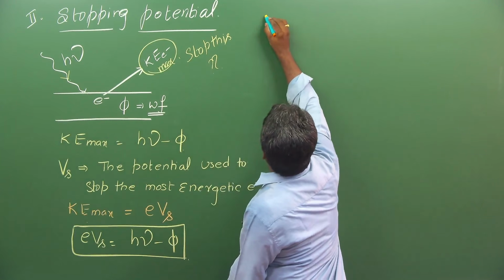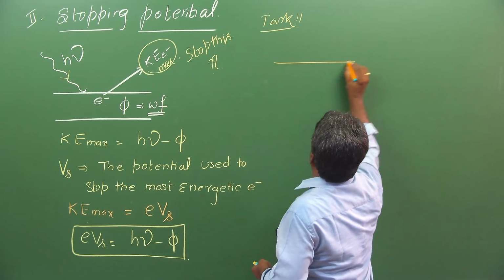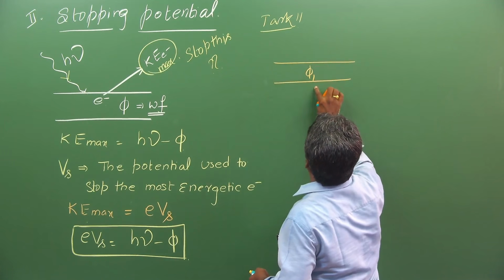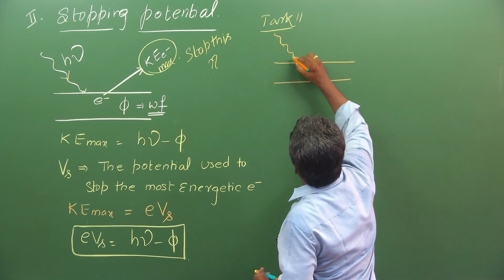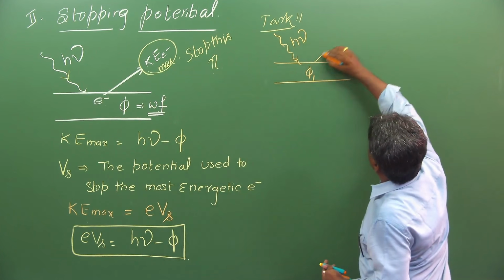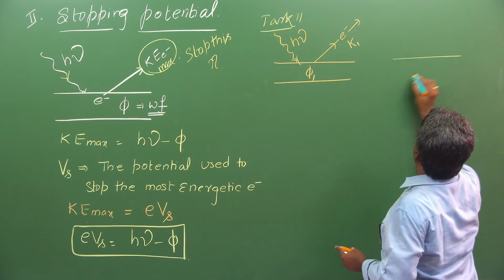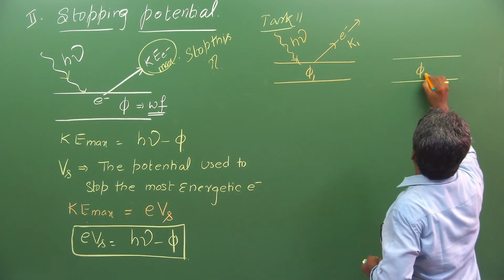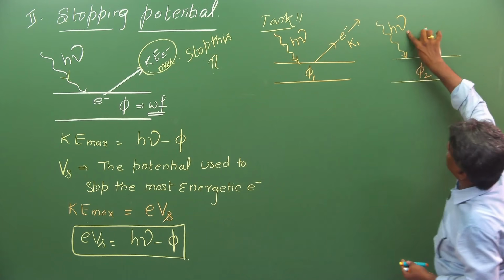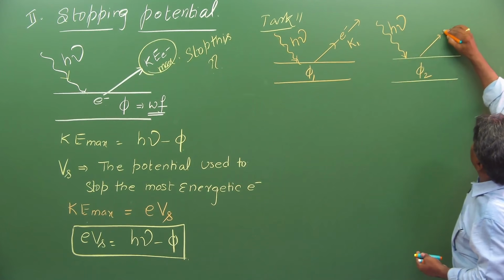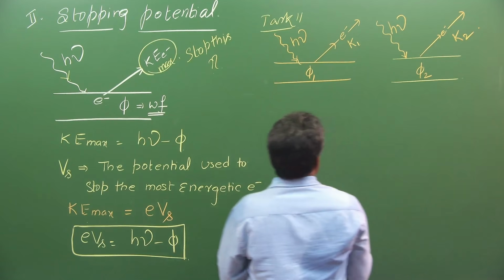So here is a small task. Here I have one material with the work function phi1, and I am sending a photon of energy h nu, and the electron comes out with kinetic energy k1. And I have another material with the work function phi2, but I am using the same energy, h nu, and the electron will come out with some kinetic energy k2. Yes or no? Yes. Good.